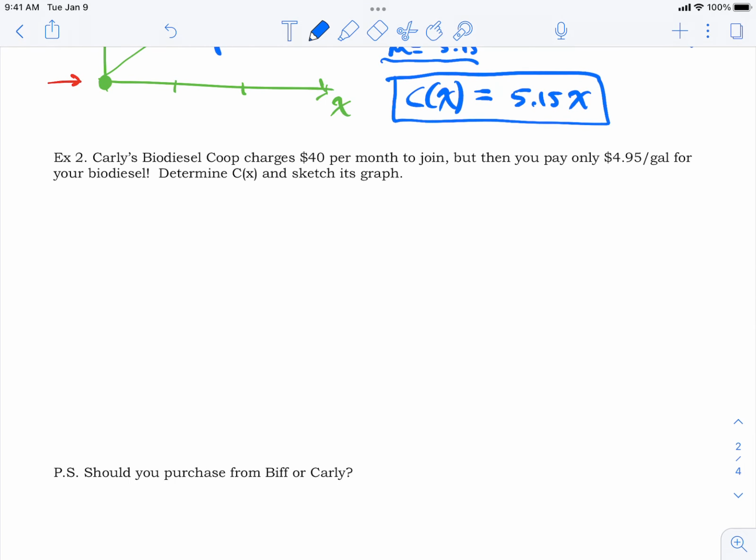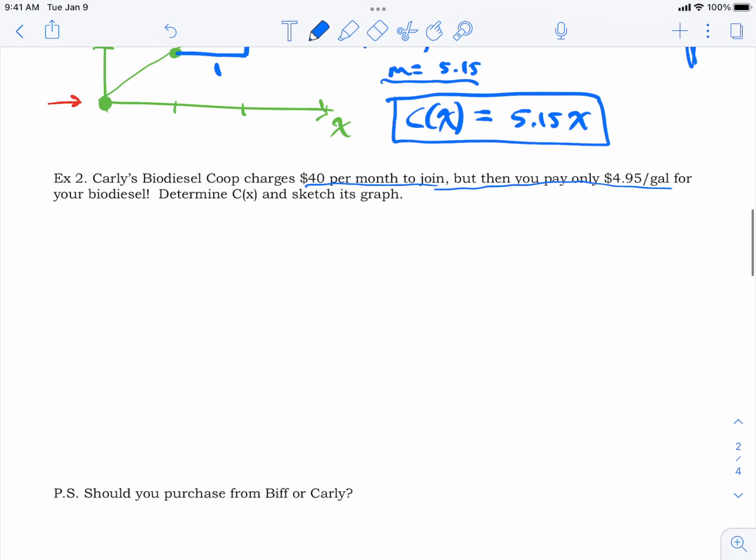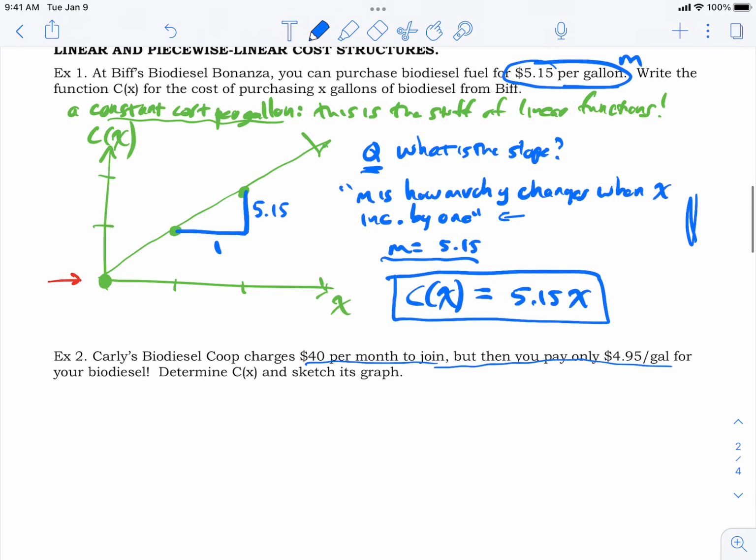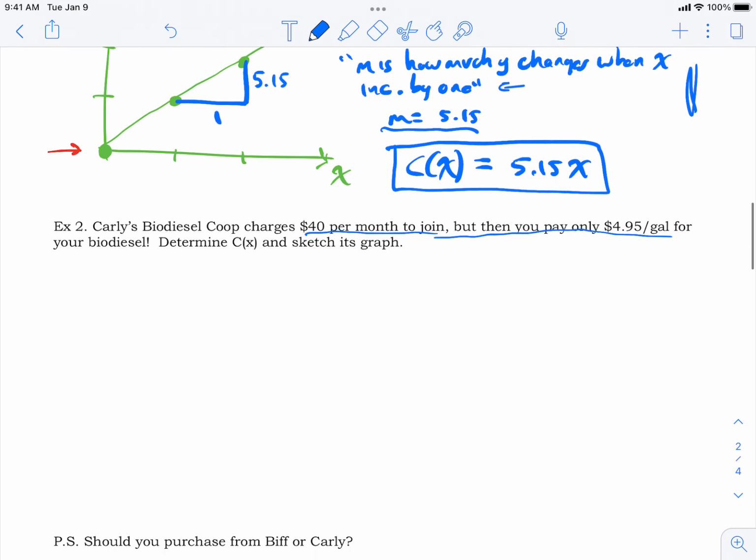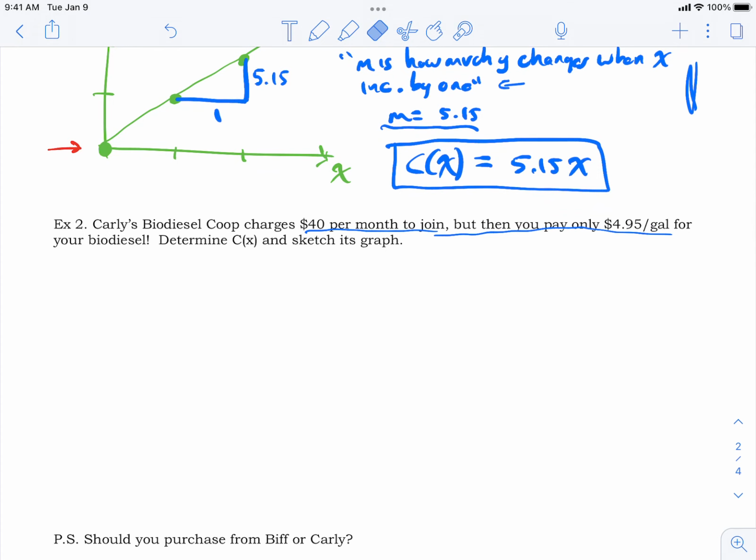Carly's Biodiesel Co-op charges $40 a month just to join up. But the benefit is you pay less, only $4.95 per gallon. You have to fork out the $40 first, but then the biodiesel will be cheaper. So it says determine C of x and sketch out its graph.